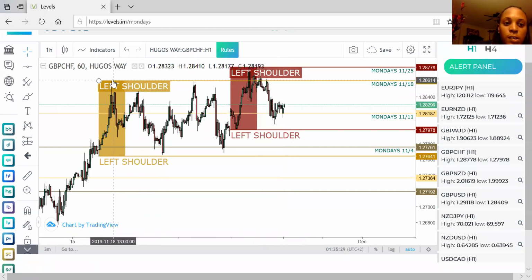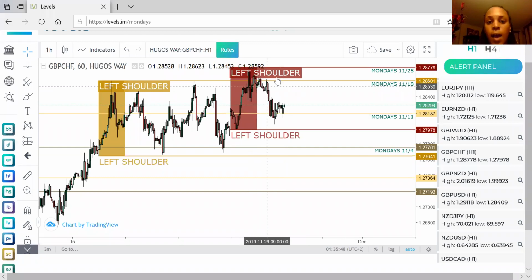But if you notice, this left shoulder here is last week, Monday. And you can see that the market actually ranged in between here for most part of last week. And then this week, the market broke out just a bit, right? So we get a breakout to the upside, right? And the market came back inside, right?